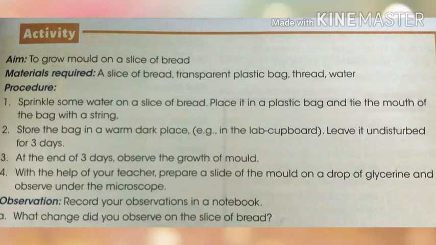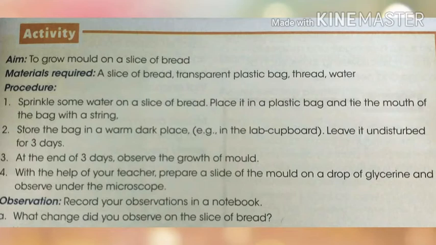The materials required are a slice of bread, a transparent plastic bag, thread and water. I hope all these things will be there at your home. So I'll explain how you can grow mold on the bread using these materials. Firstly, take the slice of bread and sprinkle some water over it. A single piece of bread is enough and don't pour too much water. Just spray some drops over it just to make it moist.